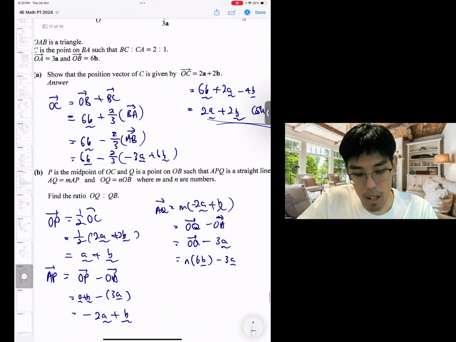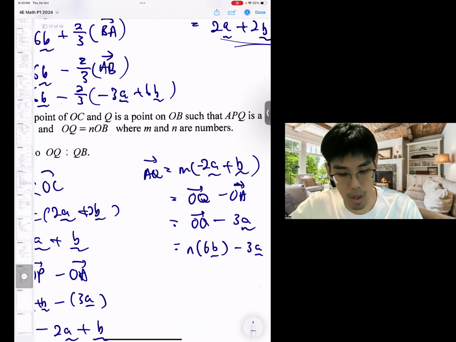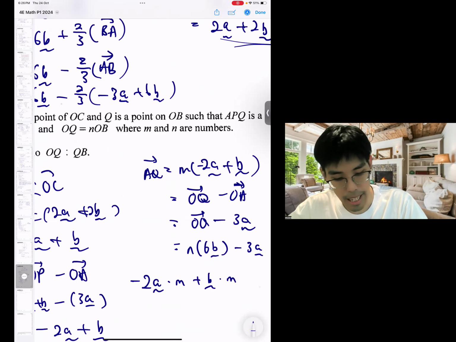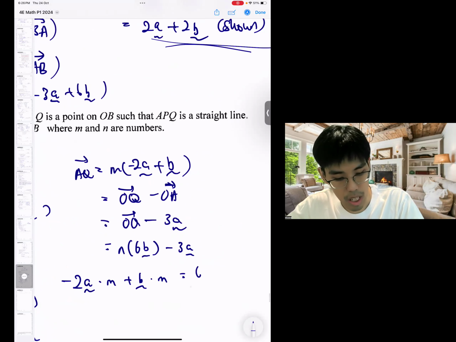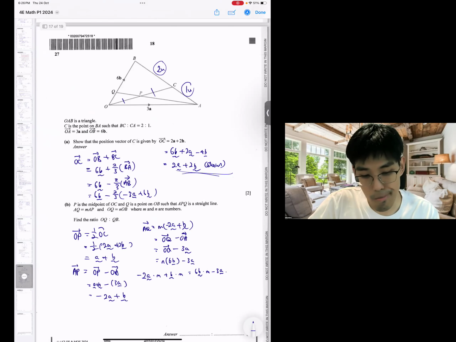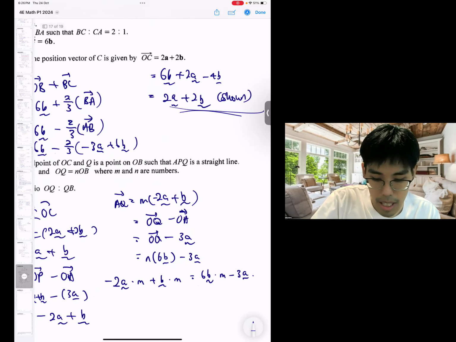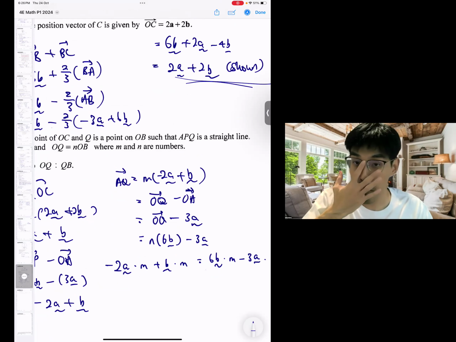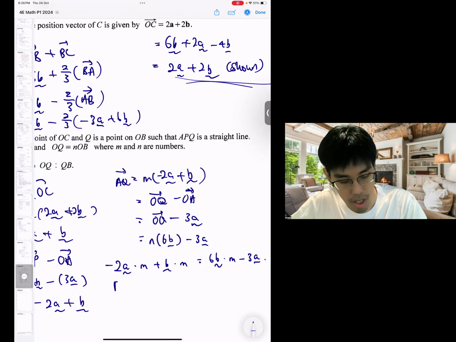So if I were to lay this out, it will look like this: minus 2a times m plus b times m equals 6b times n minus 3a. Interestingly, we can actually do some comparisons here already. We can do this by comparing coefficients.